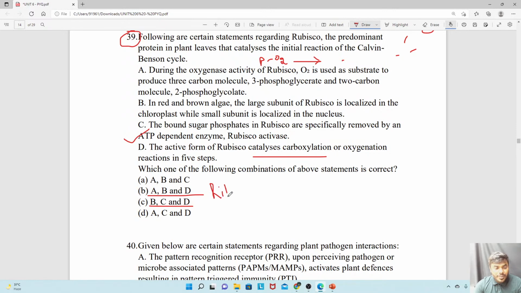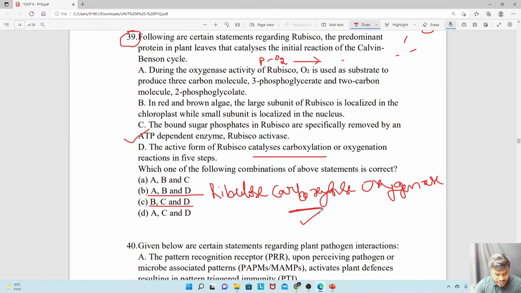Tell me. The full form of Rubisco is ribulose 1,5 bisphosphate carboxylase and oxygenase. This is the full form of Rubisco, which means Rubisco has the ability to fix carbon and also the ability to fix oxygen. When Rubisco fixes carbon, there is no problem. When Rubisco fixes oxygen, then only the problem, right? Then we call it photorespiration. That is what we discussed in the first two classes of photosynthesis.